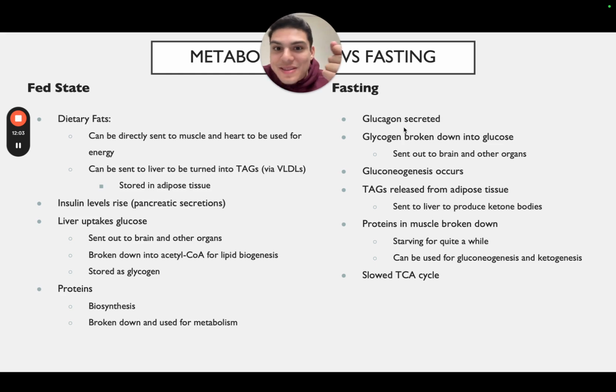We do not have enough in the blood. So glycogen is going to get broken down to glucose. It's like the first thing. And it's going to be sent out into the brain and other organs, right? That's the first thing. Then the next thing is that gluconeogenesis occurs.